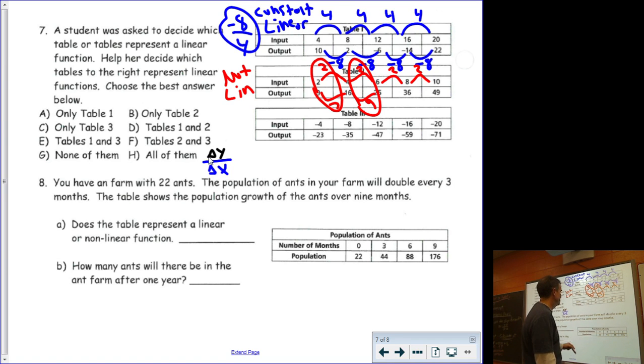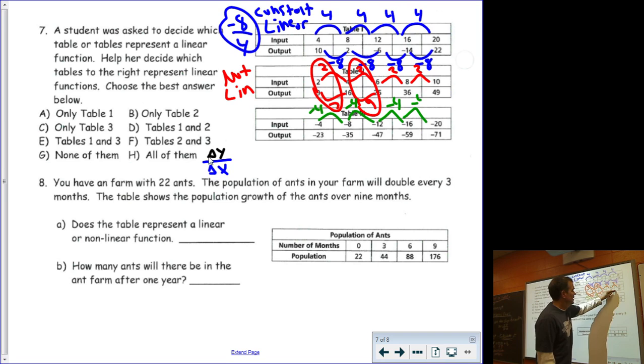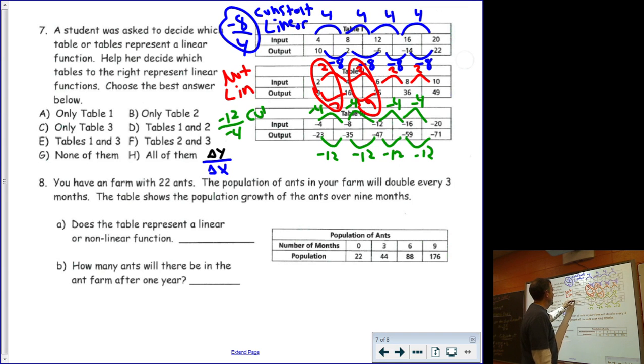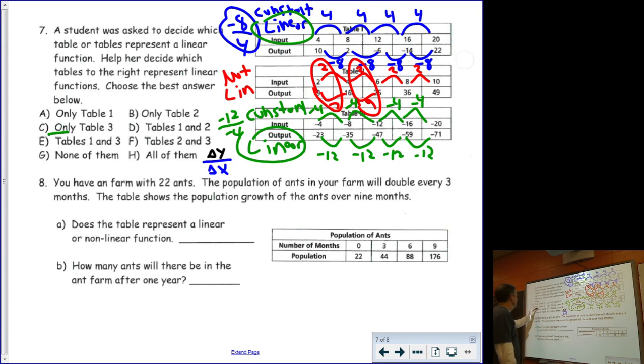And that brings me to the last one, where the x values go minus 4, minus 4, minus 4. Okay, the change in x is always minus 4. The change in y is minus 12, minus 12, minus 12, minus 12. That one has a rate of change of negative 12 over negative 4. And it is constant. It's always negative 12 over negative 4. That one is linear. So my answer is first and third table. These two are the ones that are linear.